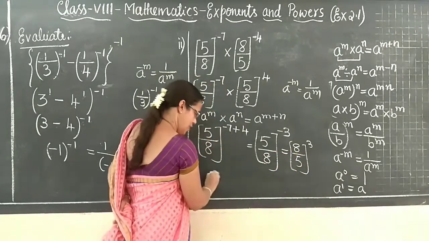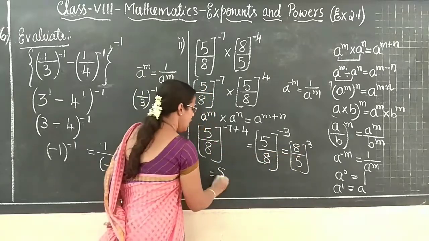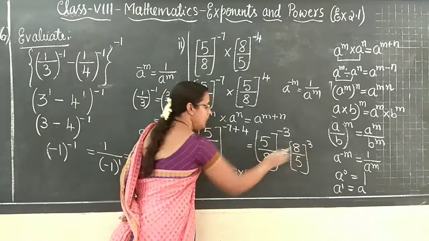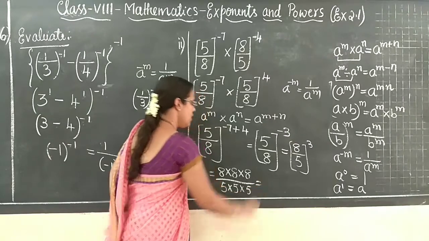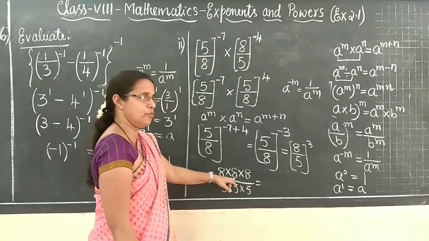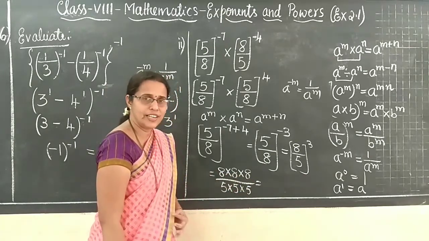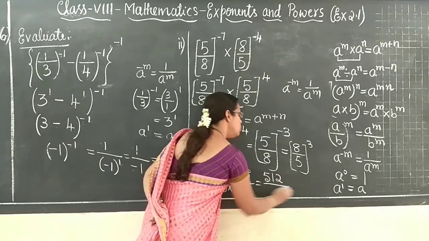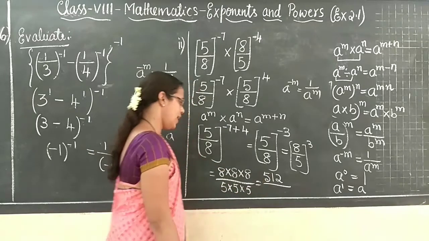You know, value of this is 8, how many times? 3 times. 8 into 8 into 8. 5, how many times? 3 times. 5 into 5 into 5. So nobody is getting cancelled, so multiply. 8 8s are 64. 64 into 8. 8 cube is how much? Already learnt, you know. 8 cube is 512. So cube number here also comes. See, 8 cube is 512.